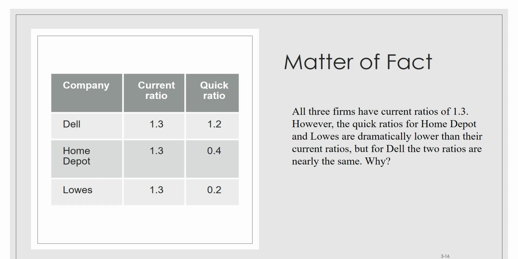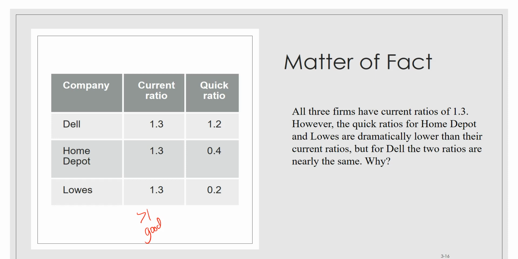Here we're looking at 3 different companies, Dell, Home Depot, and Lowe's. We see that all 3 have a current ratio of 1.3. This is greater than 1, so that's good. That's the rule of thumb. They should be able to meet their obligations as they come due. All 3 are well-established companies. They probably have great access to credit.